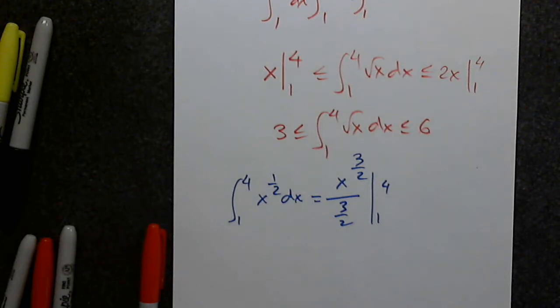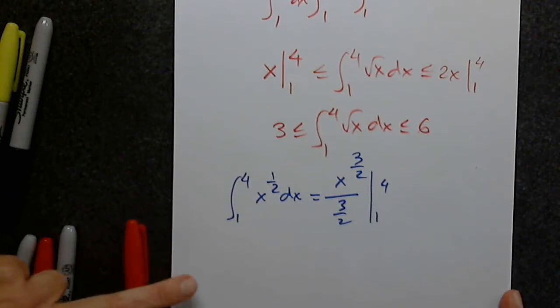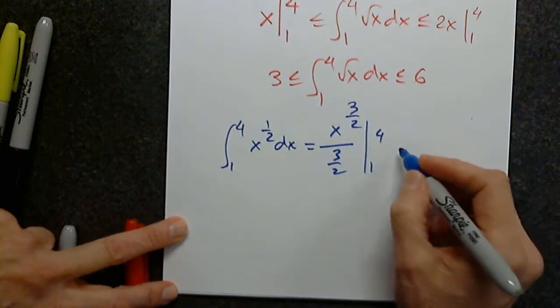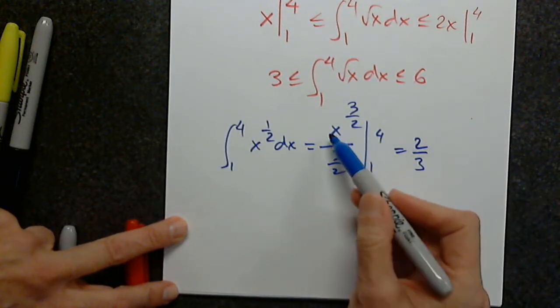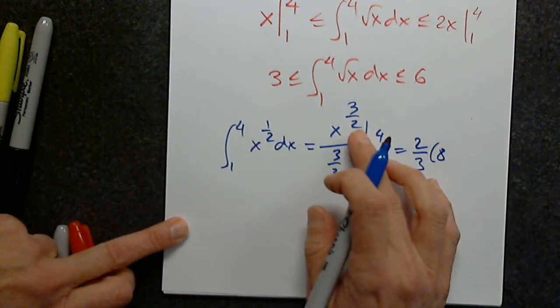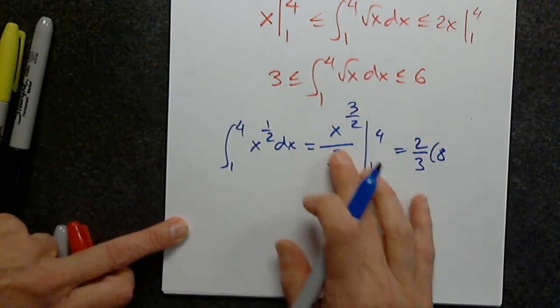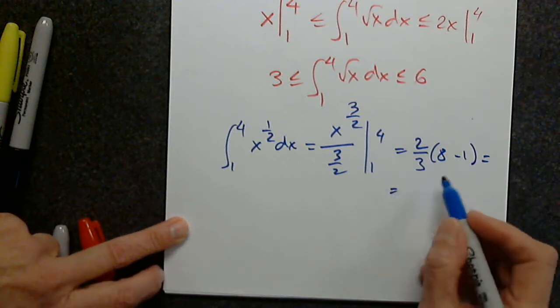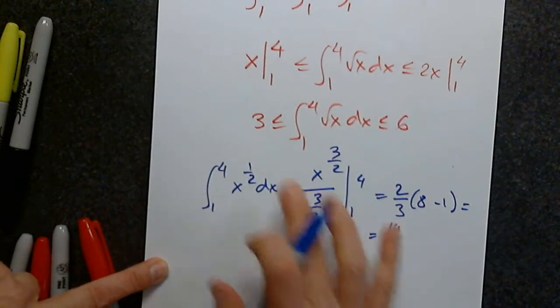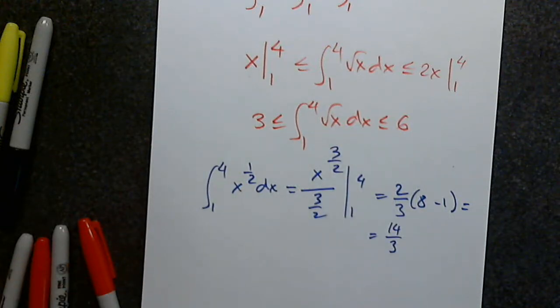So that was absolutely necessary if we wanted to estimate it or have an idea of what type of number or where it is. But here I don't really need all this because I can determine it. So this is 2/3. When I plug in 4, the square root of 4 is 2. So this will be 8, right? Square root of 4 cubed, and then minus 1. So this is 2 times 7, 14 divided by 3. And this must be a number between 3 and 6. Mandatory.